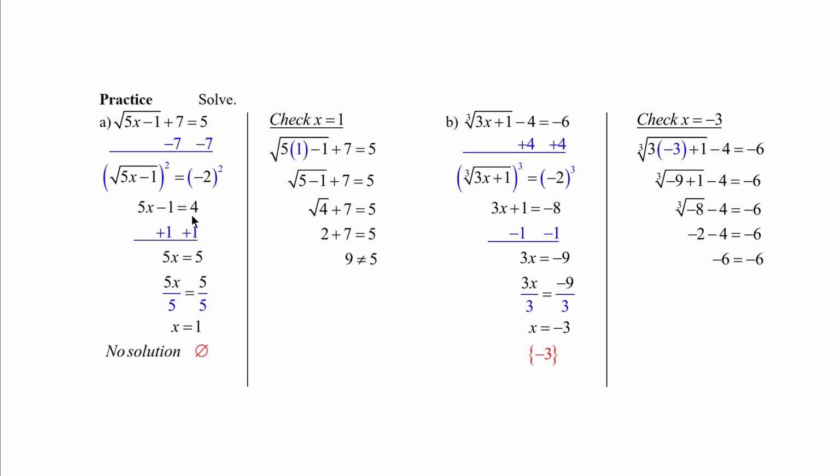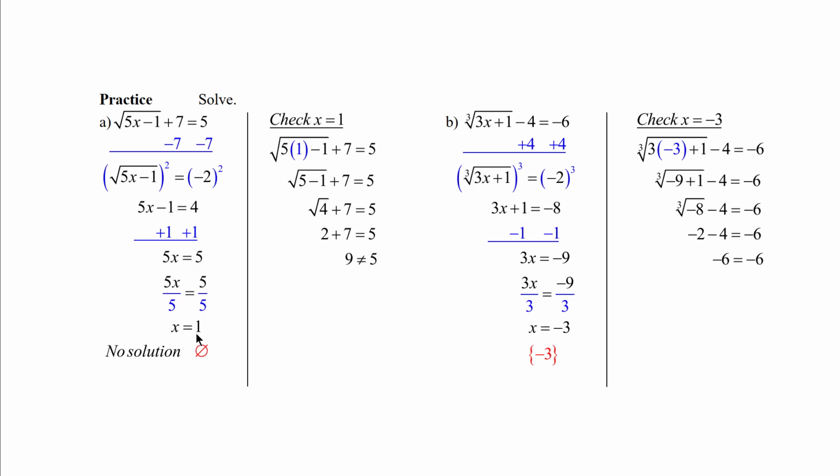Next, we solve for x by getting rid of the negative 1. We just add 1 to both sides of the equation. The result is 5x equals 5. Next, we divide both sides by 5. We have 5x divided by 5 equals 5 divided by 5. After simplifying the equation, the result is x equals 1.